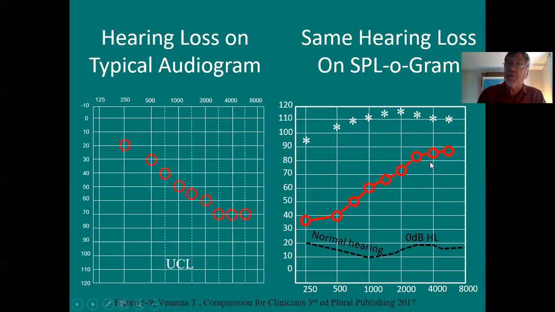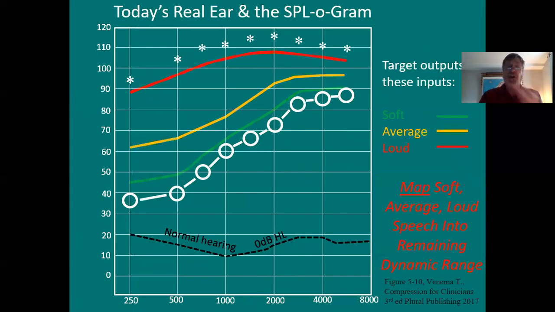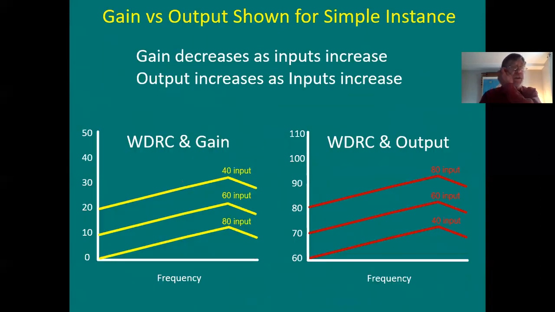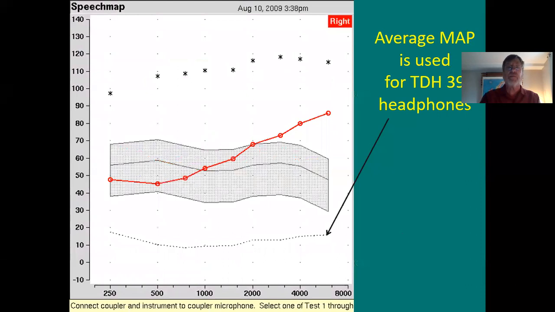But always remember, if you did measure something, if you did measure the RECD, say with insert headphones, and it turned out to be different from the average RECD, it's going to slightly change the thresholds, which in turn will change the targets. All right. I think we've beaten that dead horse, okay? Moving all the way through here. We did all of that last week. Just want to make sure we've got everything done.